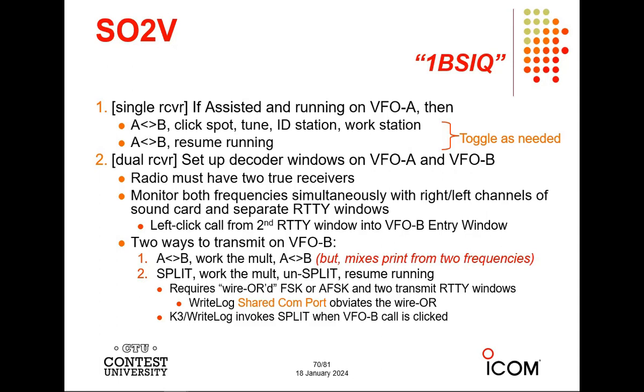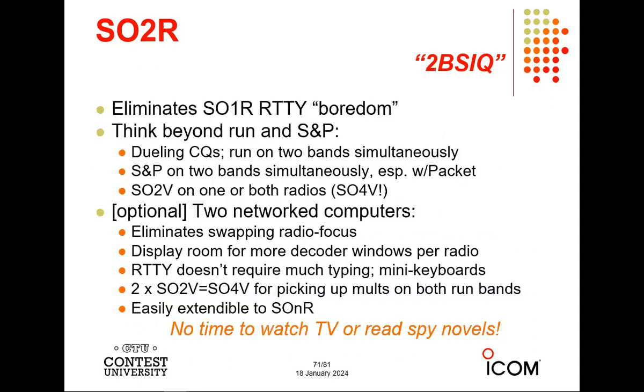You can do that on one radio, which is just what I call 1BSIQ, or SO2R is 2BSIQ. That's where you're actually running on two different radios, generally, and interleaving the QSOs. And believe it or not, there are some mutant people amongst our hobby who can do that on CW at high speed and make 12,000 QSOs in a weekend and do email while all of this is going on. But with RTTY, remember, you don't have to do decoding like you do with CW. So mere mortals can do some of this stuff.